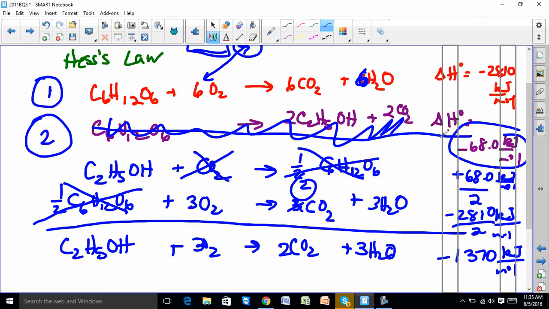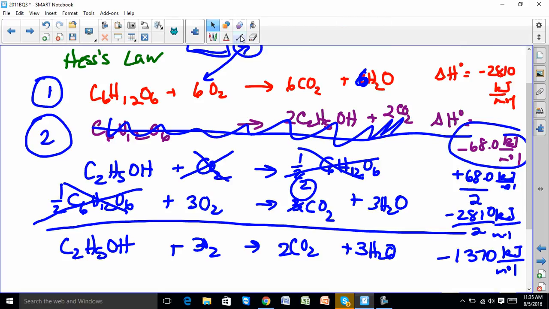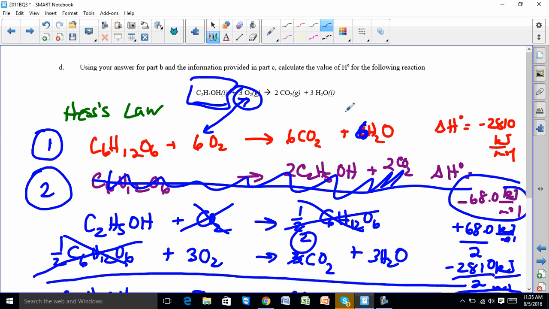Sorry, I don't know what I did there. And I think that is the end of this problem. Good problem, though, because it's got Hess's law in it. All right.